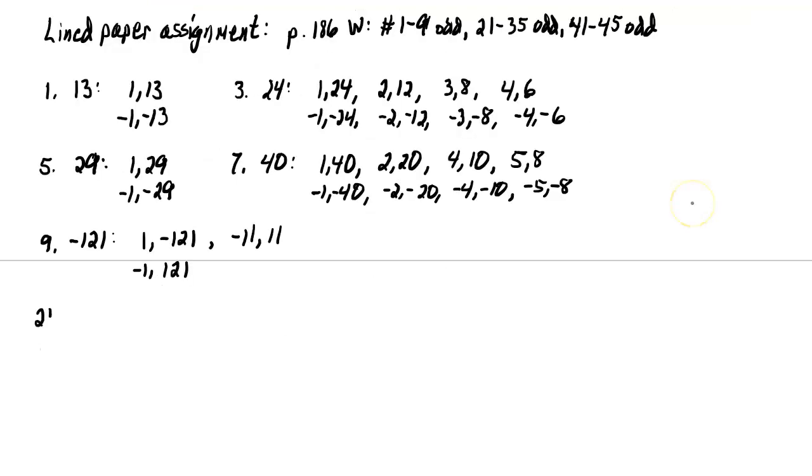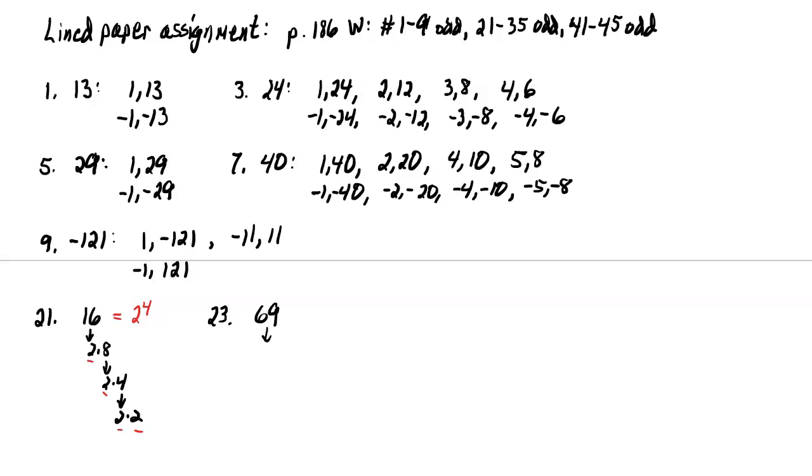Next, number 21. Given the number 16, write the prime factorization of 16. 16 is 2 times 8. 8 is 2 times 4. And 4 is 2 times 2. 2 times 2 times 2 times 2 is 16. So 2 to the 4th power is 16. Number 23. The number is 69.